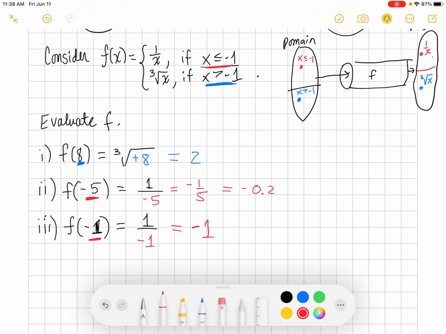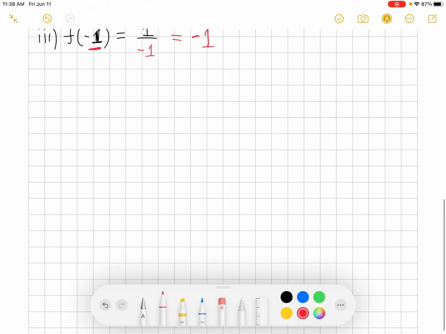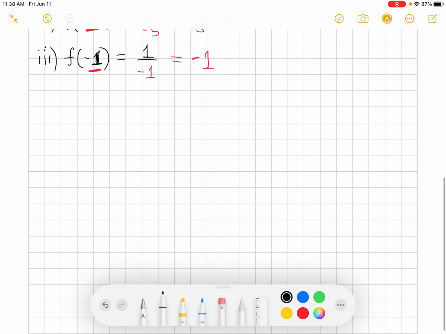So that's how you actually evaluate piecewise functions. And that's not too bad. But what we really want to do is graph these. So that's what I want to focus on now. I'm going to go back to writing down this function, and my goal is going to be to graph it.